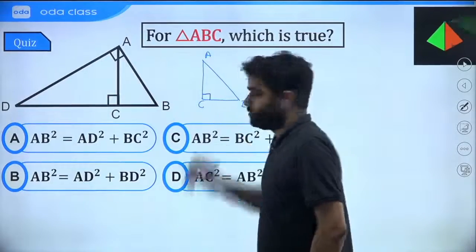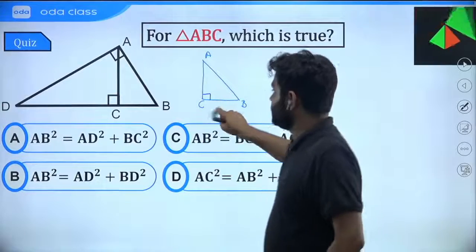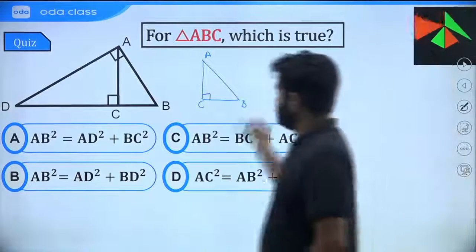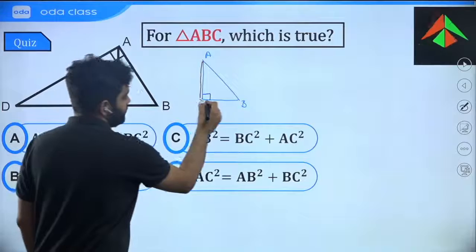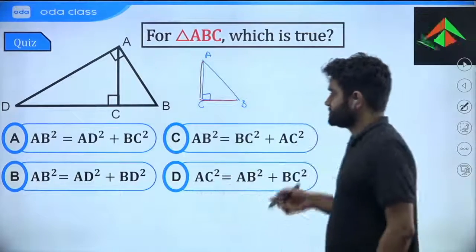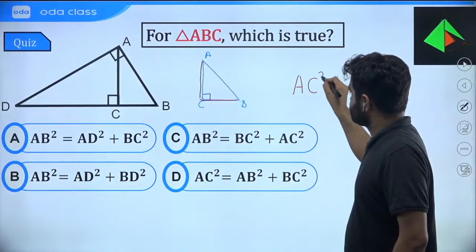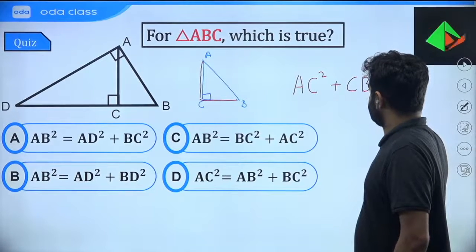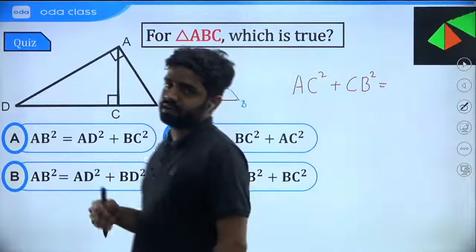Can anyone please tell me what the legs are? The sides which make 90 degrees are called legs. So here is the 90 degree, and the legs will be AC and CB. Now I know what the legs are. So our Pythagoras theorem says, sum of square of legs, that is AC square plus CB square, is equal to the square of hypotenuse. And what is the hypotenuse? The side in front of 90 degrees.